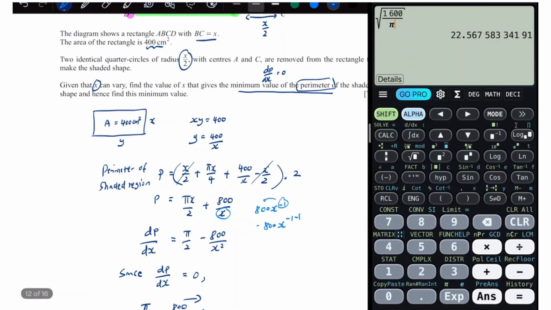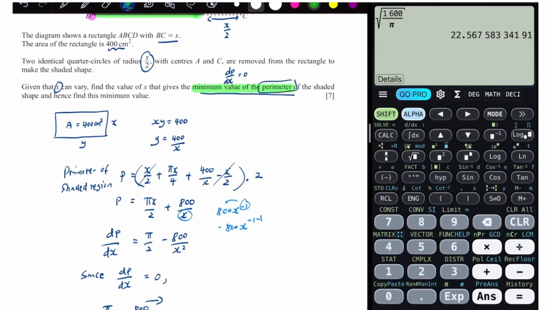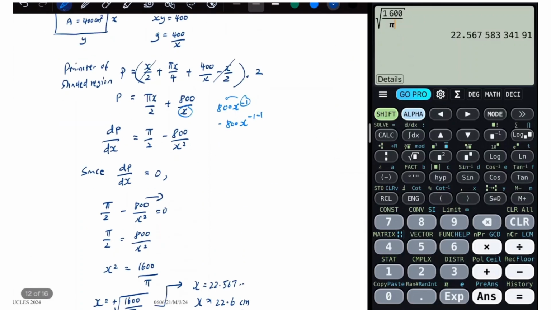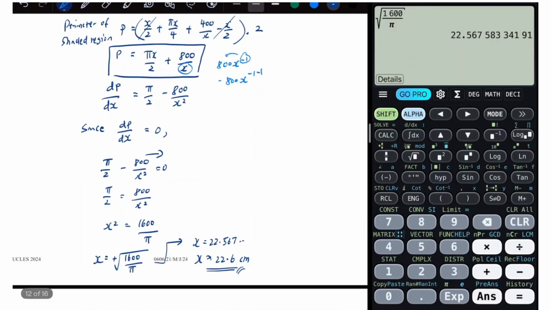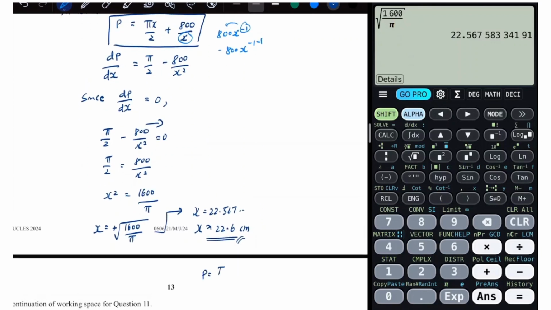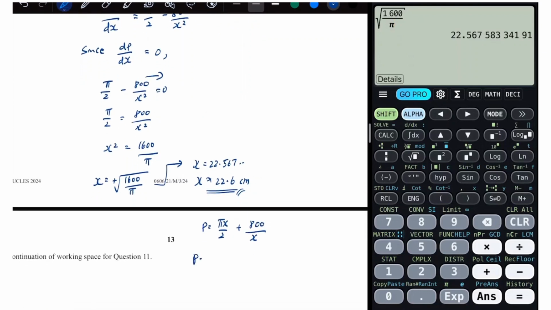But we're not done yet. We only managed to solve the minimum value for the parameter. Okay, that gives only the value of x. We need to find the minimum value of P. So you have to substitute back into the formula of P, which is P is equal to pi x over 2 plus 800 over x. So again, just plug the value in. That is 22.567. Okay, just make sure you guys, whenever you are writing it down, use the raw data because that's gonna give you the most accurate answer here.